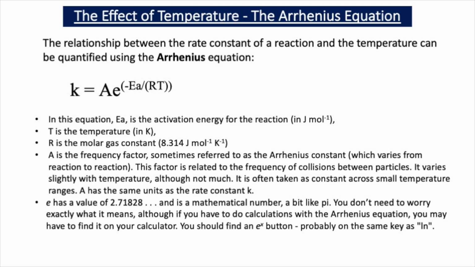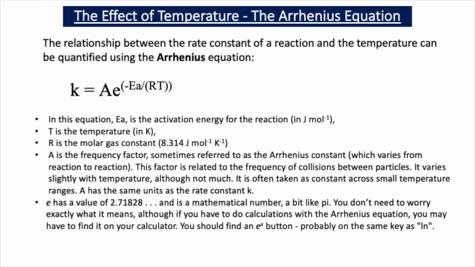Now A is the frequency factor, and is sometimes referred to as the Arrhenius constant, and it varies from reaction to reaction. And some exam boards will call it the pre-exponential factor because it comes before the e to the minus EA over RT. Now this factor is related to the frequency of collisions between particles, and it varies slightly with temperature, although not too much. So it's often taken as constant across small temperature ranges. A has the same units as the rate constant K.